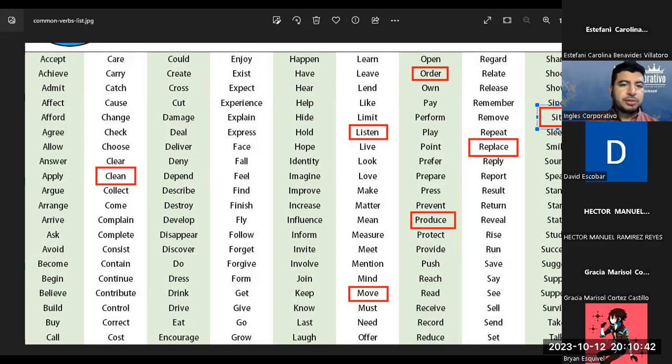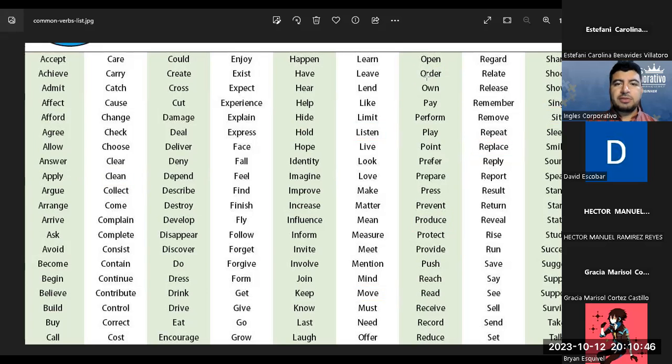Thank you for all your participations. Ya vamos a estudiar un poquito más esto. Not all of the verbs can be imperatives. No todos pueden ser imperativos, ¿verdad? Algunos sí. Por ejemplo, abre la puerta, cierra la puerta. Esos pueden ser, yeah, of course.